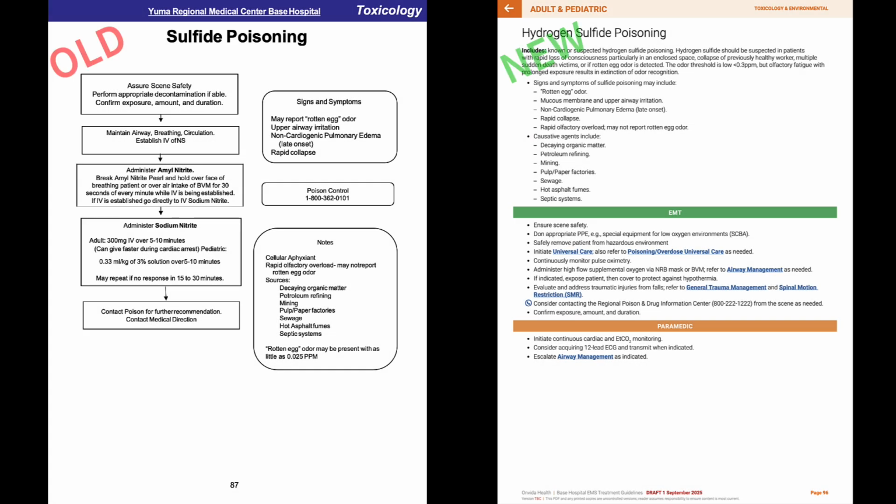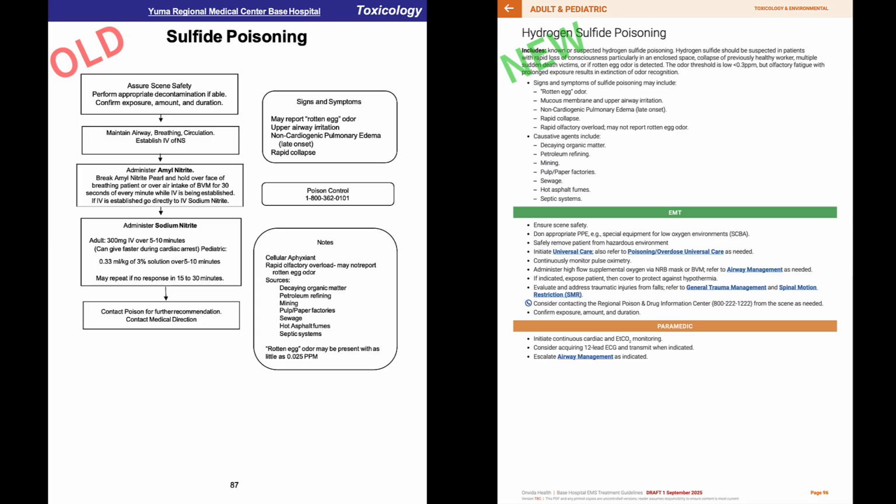This next page covers hydrogen sulfide poisoning, a rare but high-risk exposure most likely to occur in sewage systems, pulp and paper plants, petroleum refining, or confined space industrial work. This guideline replaces the older sulfide poisoning page from the YRMC document and offers an updated and more streamlined approach. Much of the core content remains the same.